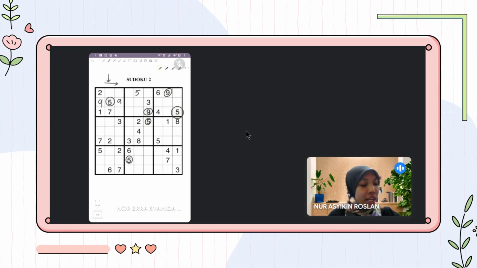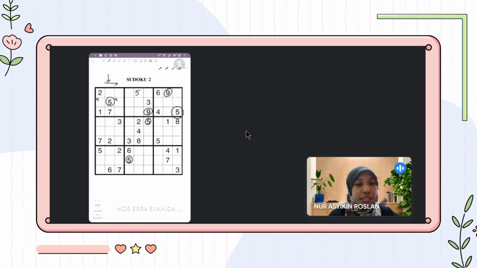But if we look at the column, we don't have any number 9. So, we don't know which one is our number 9. So, we erase it and we write number 9 small at the top of the box, because we need to know that is number 9. Okay. So, no other repeated number in the first column and the first row.